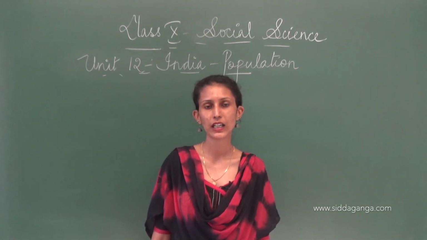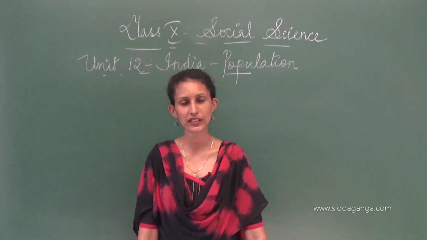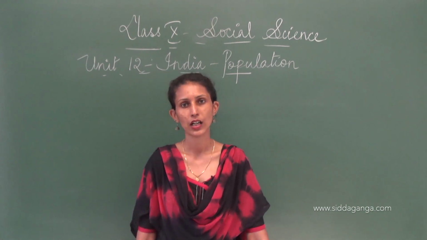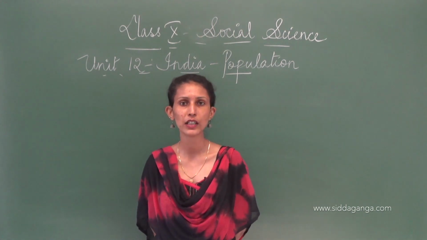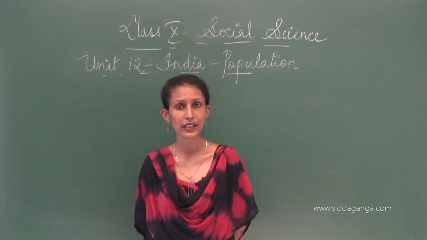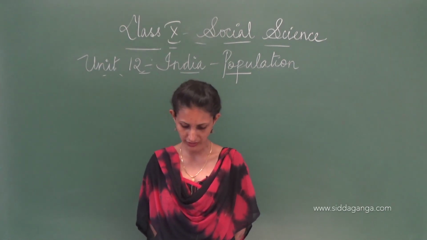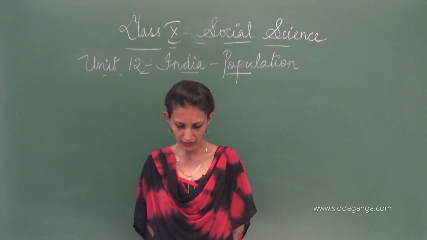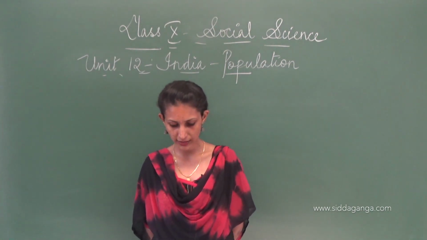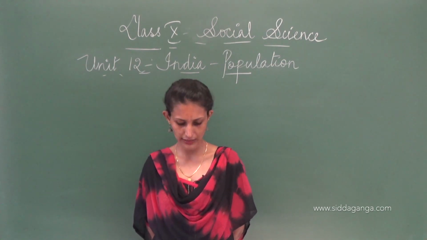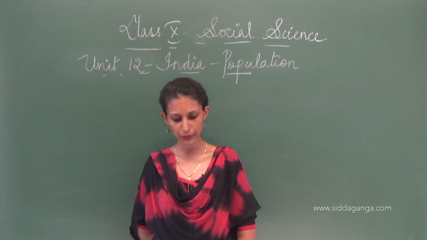So what did we really study about what is density? The number of people per square kilometer is called density of population. We had also discussed which state has the highest and which has the lowest. Bihar has the highest density, whereas Arunachal Pradesh has the lowest. In the Union Territories, Delhi has the highest, and Andaman and Nicobar has the lowest density of population.